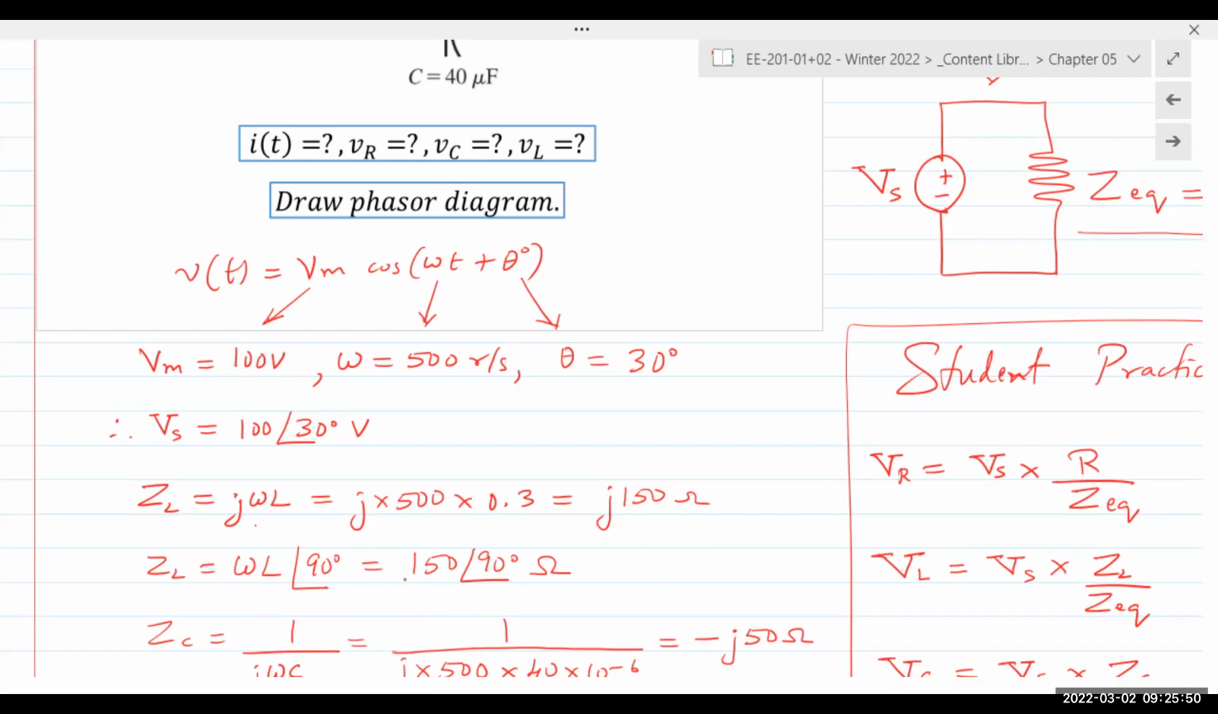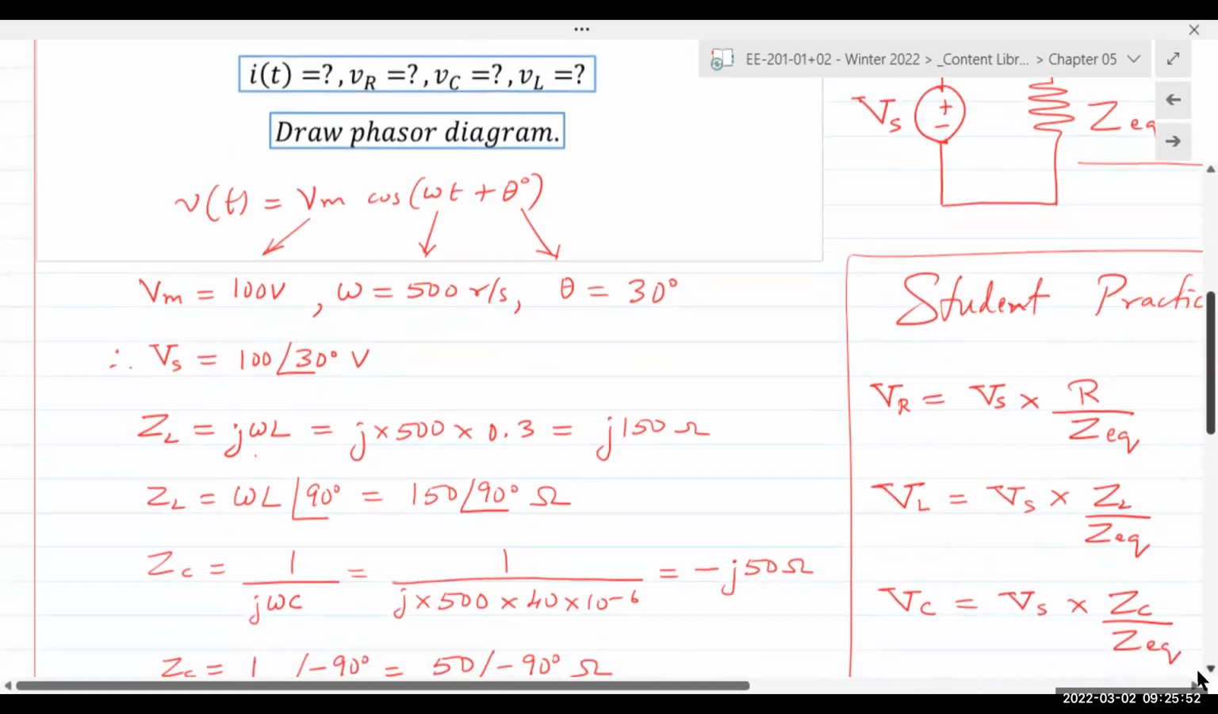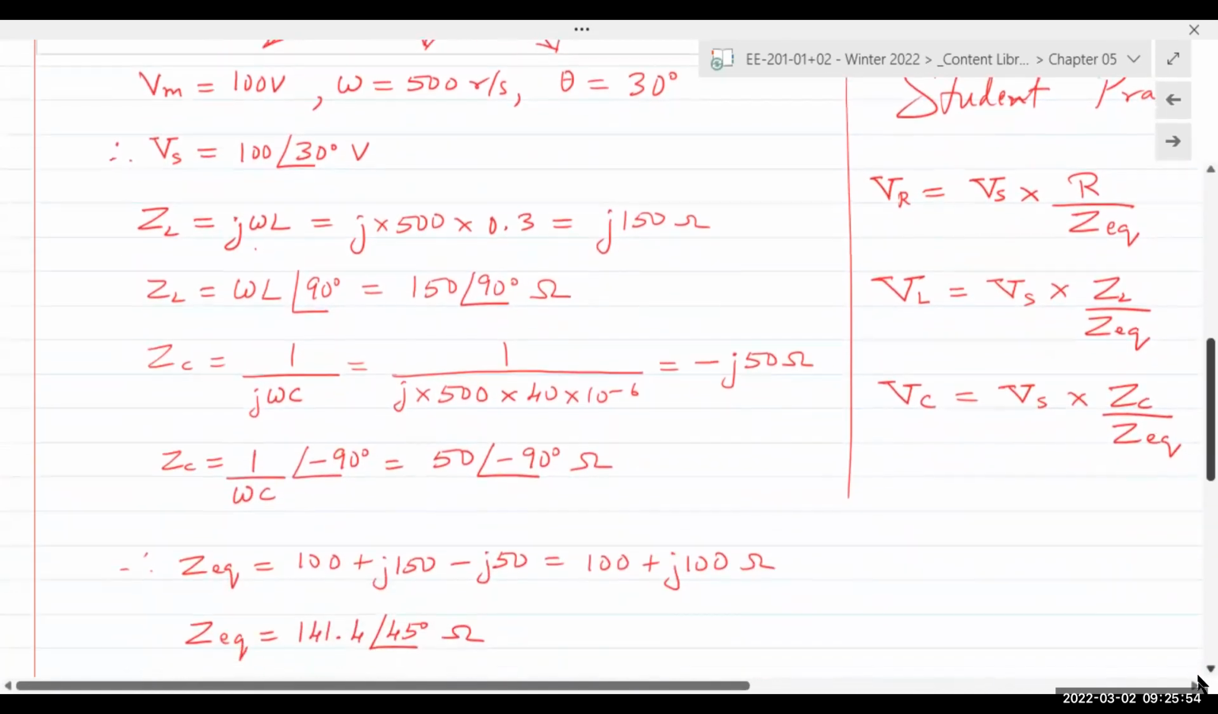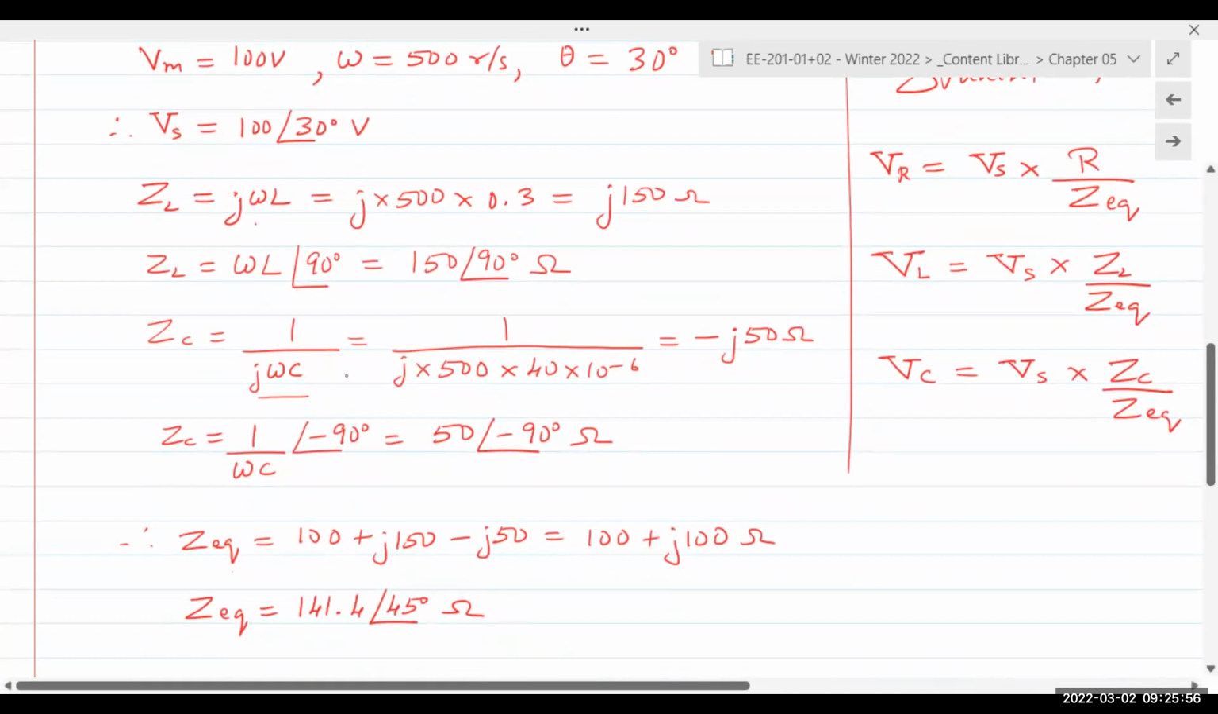Same thing with ZC. I do the same thing. I'll find it in rectangular coordinates, so minus j50.